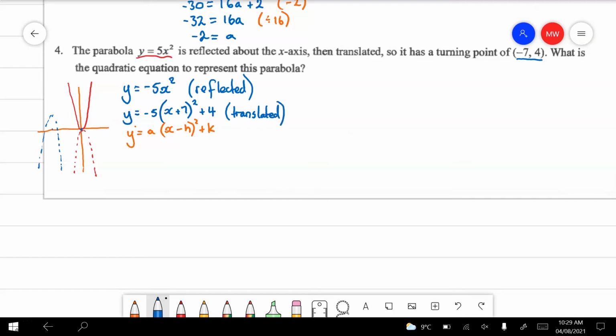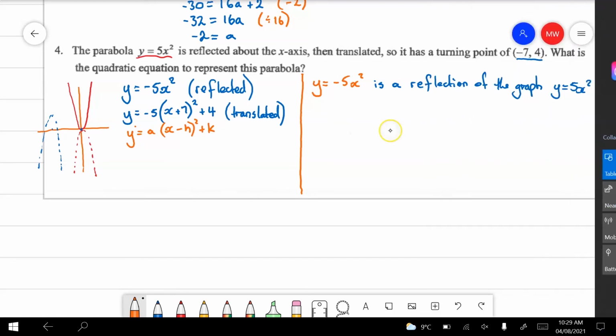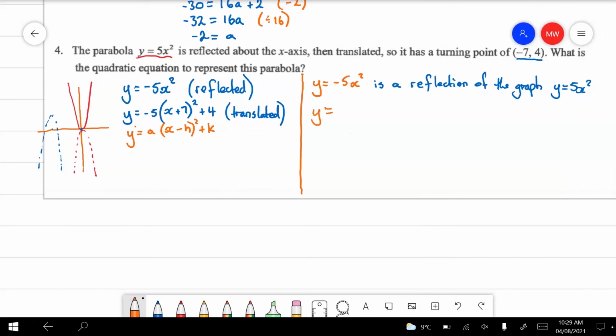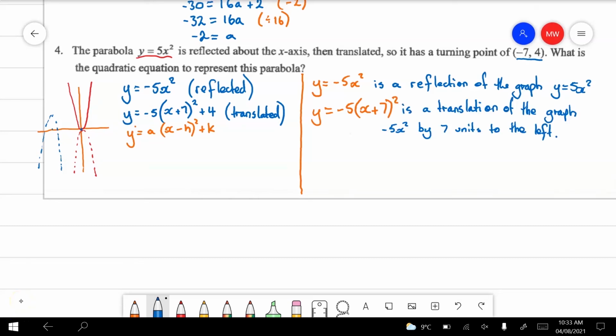Now, occasionally they're going to ask you to describe what's happening here, and there's some particular language that you need to use. If that was the case, you would have to say, first step, y equals -5x squared, and this is a reflection of the graph y equals 5x squared. And then you'd say, now if I add on to that, y equals -5(x plus 7) squared, this is a translation of the graph -5x squared by 7 units to the left.